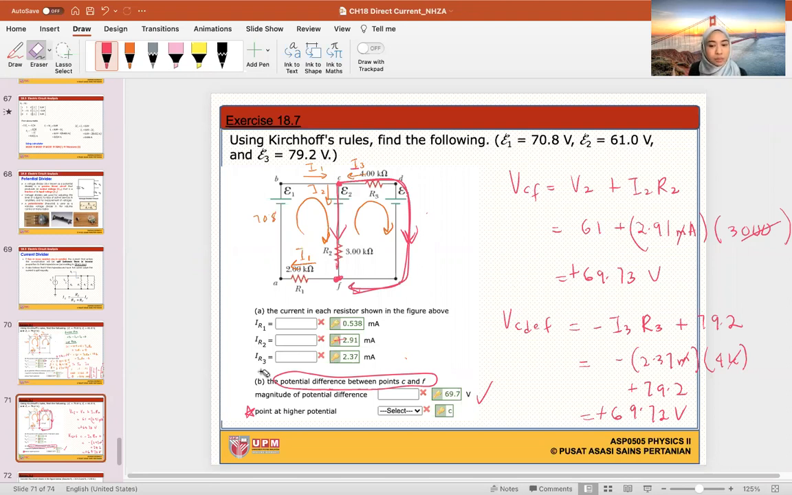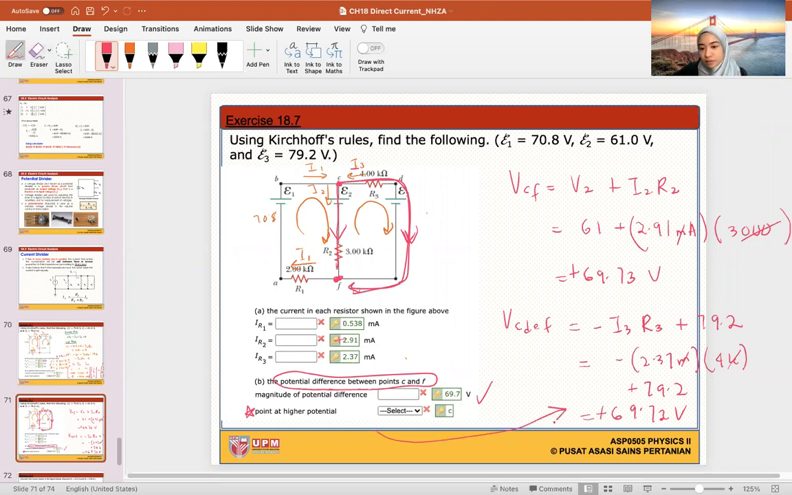So your C should be the positive terminal, should be the positive potential difference. Should be the positive potential. If your answer is negative, then C will be the point at lower potential. So it depends on your answer.